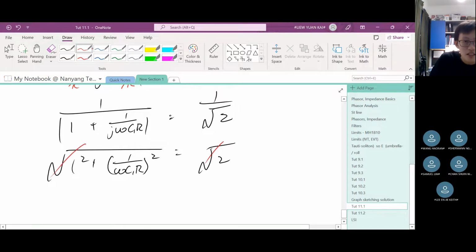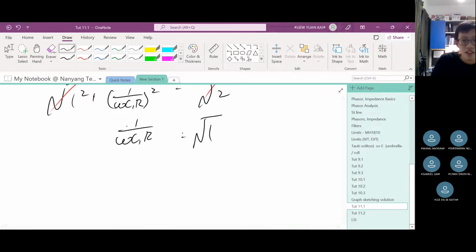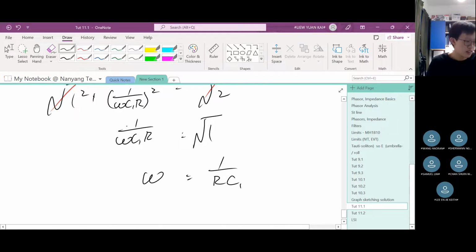So this and this go away. So 2 minus 1 is 1. And then the square, I bring it to the other side, it becomes a square root. And if I make omega the subject, it will become 1 over R C1.